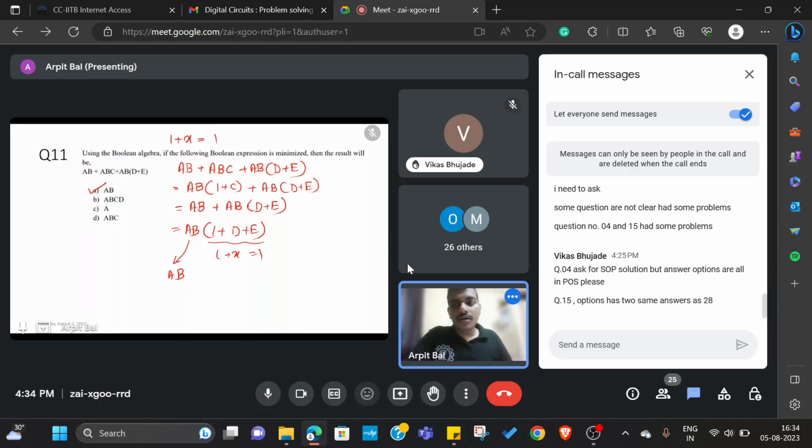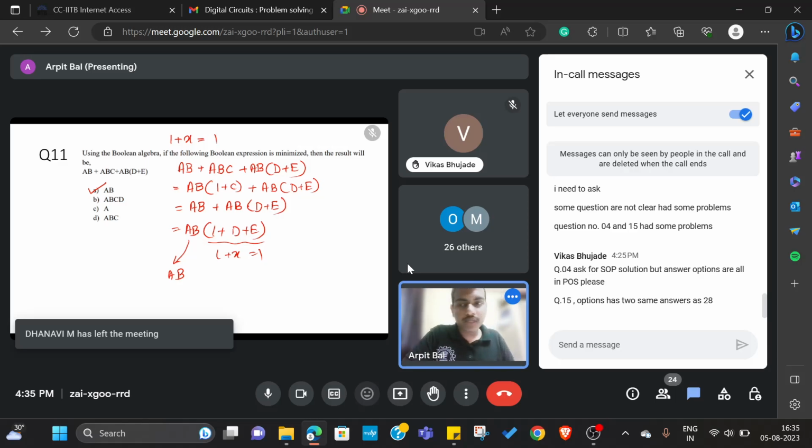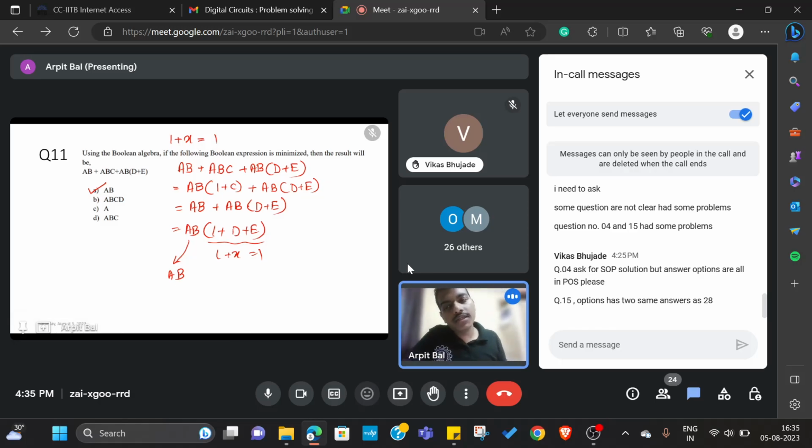Okay, then for the next question, question number 11, we had to reduce this particular Boolean expression that was given to us, and I used the 1 plus x is equal to 1 property of Boolean algebra to reduce the expression. As someone rightly mentioned, we can take AB common from the very beginning. So if you take AB common from the very beginning, this particular term will be 1. 1 plus something is always 1. So AB into 1 is equal to AB, right? I did it in a step-by-step fashion so that the steps are clear for everyone.